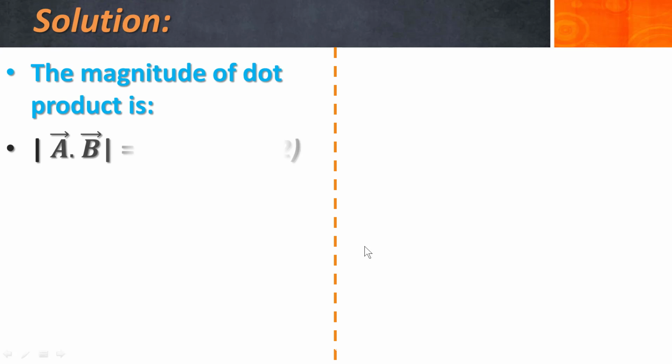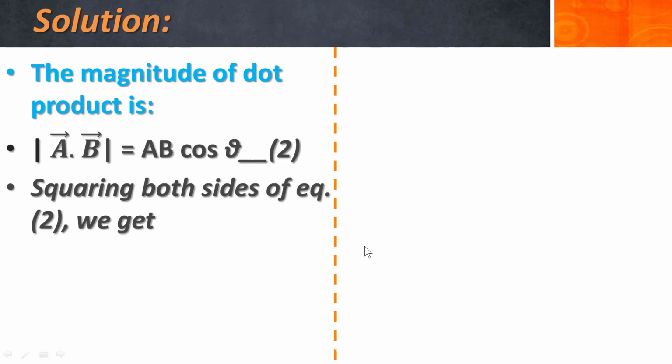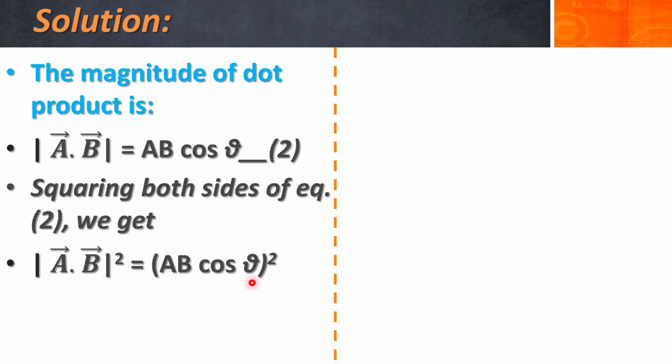The magnitude of dot product, we know that it is A dot B is equal to AB cos of theta. Squaring both sides, what will we get? We will get A dot B whole square is equal to AB cos of theta whole square. So A dot B square is equal to A square B square cos theta whole square. We apply this square on all of these terms. That will give us A square B square and cos square theta.